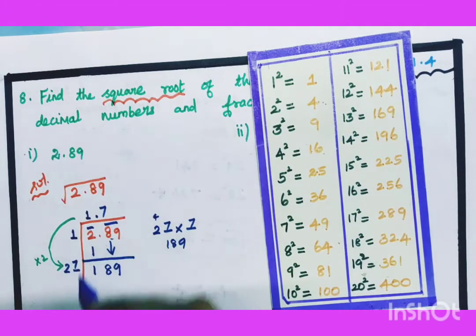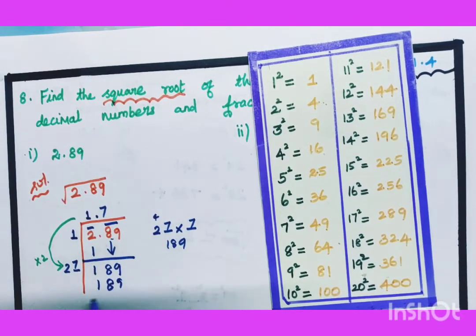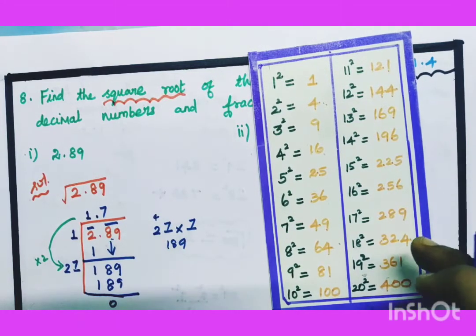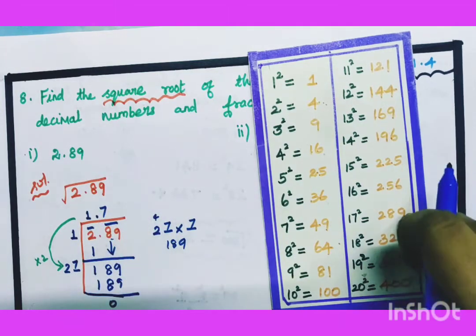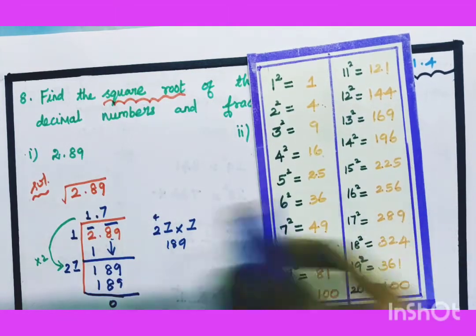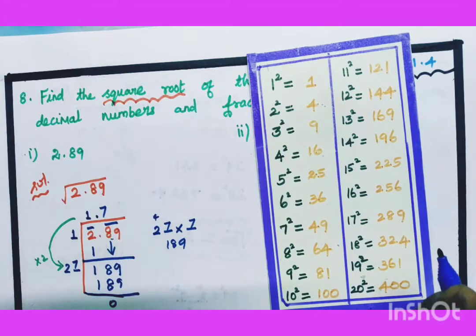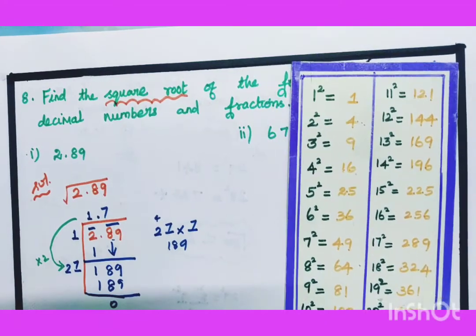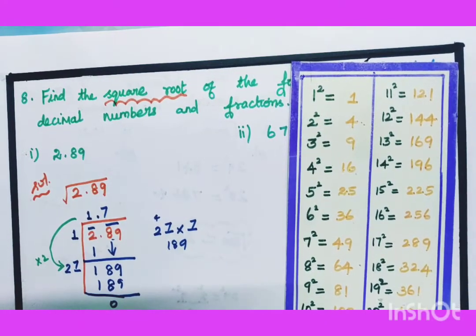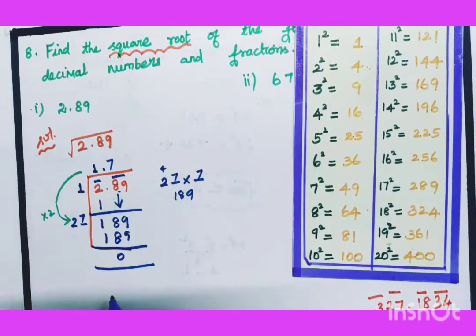So what will come? 7, 7, 189. Then 0. We know very well that the square root of 289 is 17, but here there is a point, so 1.7. That's all. Understood? So we can write it now: the square root of 2.89 is equal to 1.7. That's all, over.